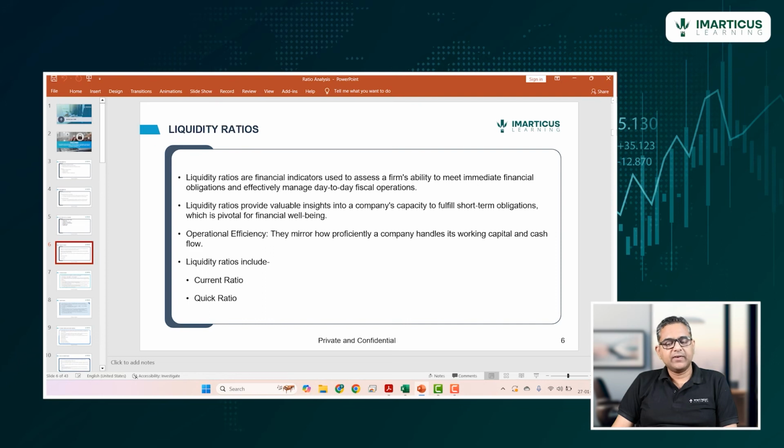Liquidity ratios provide valuable insights into a company's capacity to fulfill short-term obligations, which is pivotal for financial well-being. On operational efficiency, they mirror how proficiently a company handles its working capital and cash flow. Liquidity ratios include current ratio and quick ratio. So primarily within liquidity ratios, we have current ratio and quick ratio.